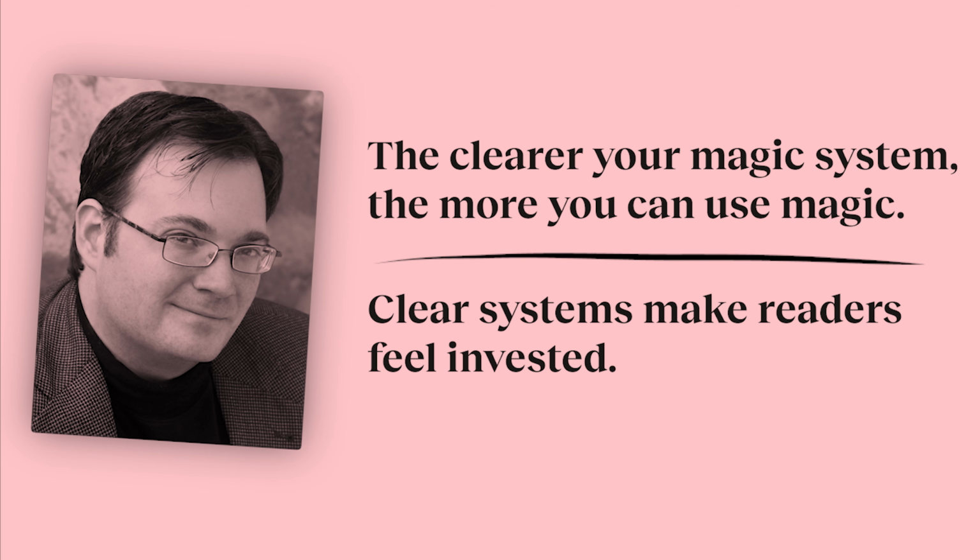When readers know exactly what your magic can and cannot do, they're more invested in using that magic to solve problems, and the stakes feel higher. Let's look at that in practice. Sanderson says that most magic systems fall into 2 major types, plus a third middle ground.